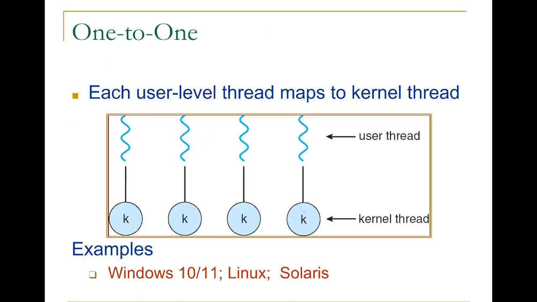Now let's look at another one, one-to-one. Each user level thread maps to a kernel thread. You see, these are all different threads and they're all mapped to kernel threads, so each user thread is mapped one to one. An example is Windows 10, which has that.